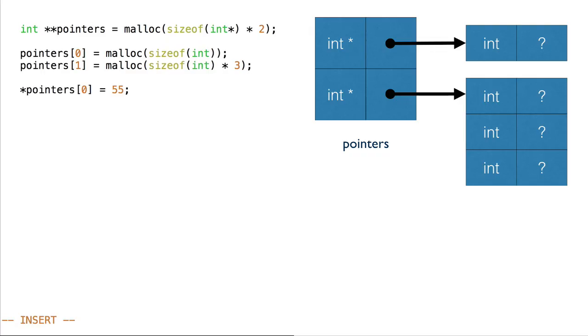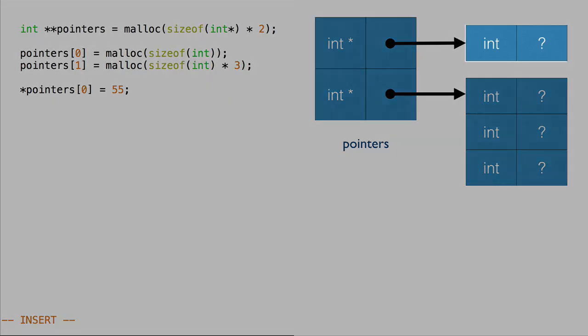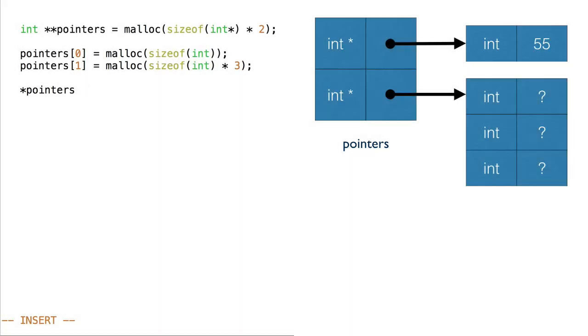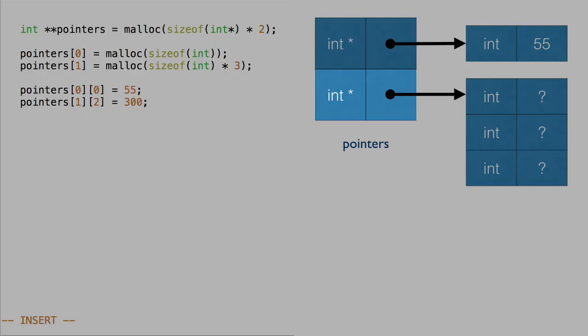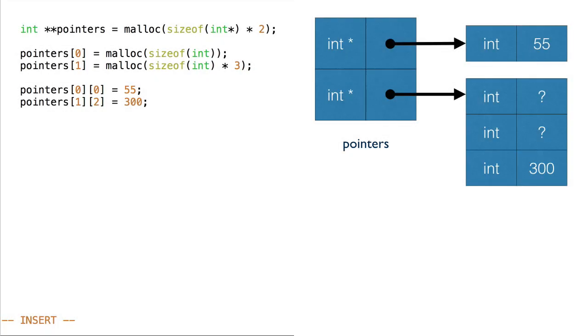This statement says to take the 0th element of the array of pointers, that's the first int star pointer in our array, dereference it, and set its value to 55. We could have used this array syntax to accomplish the same thing. Array syntax often feels more natural than dereferencing. Now let's modify another element. Here we look at the second element of the pointer array, and in particular the third element of the subarray. We set it to 300.